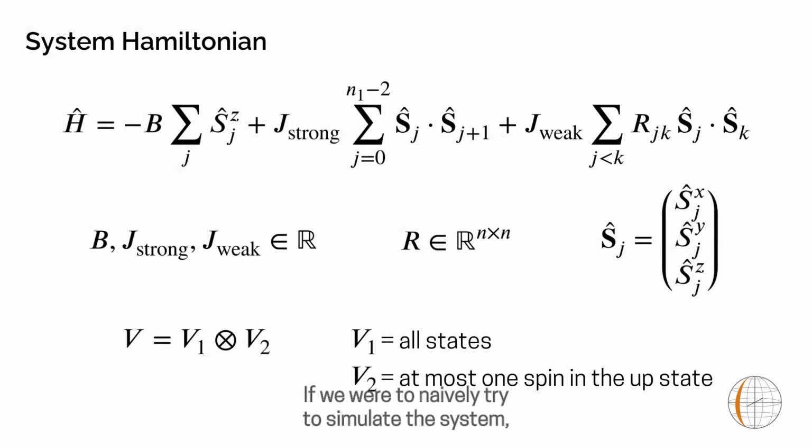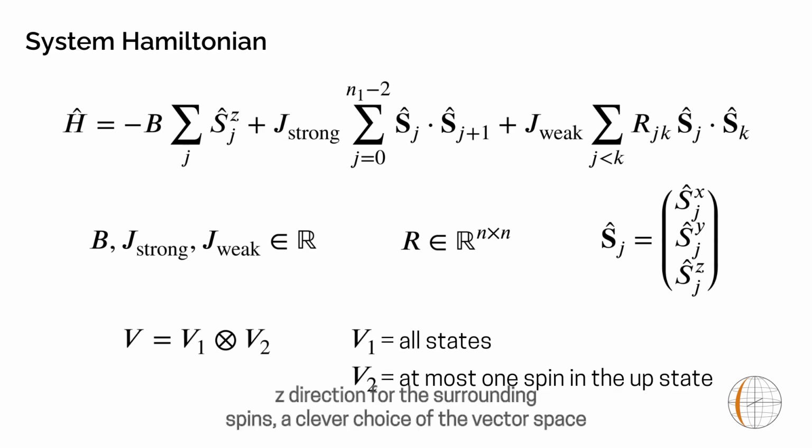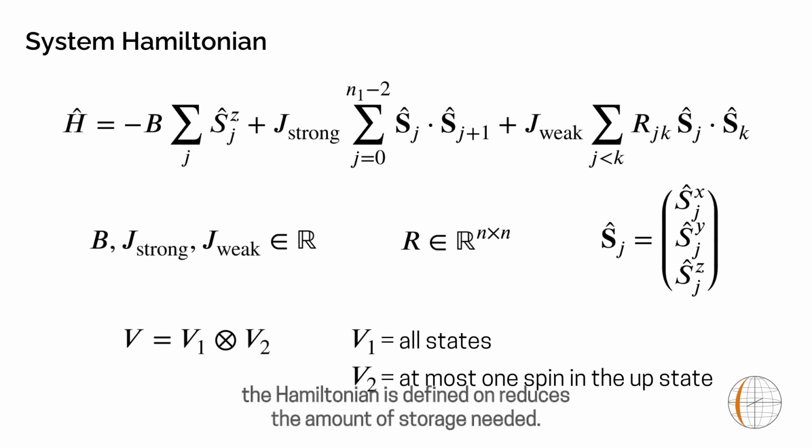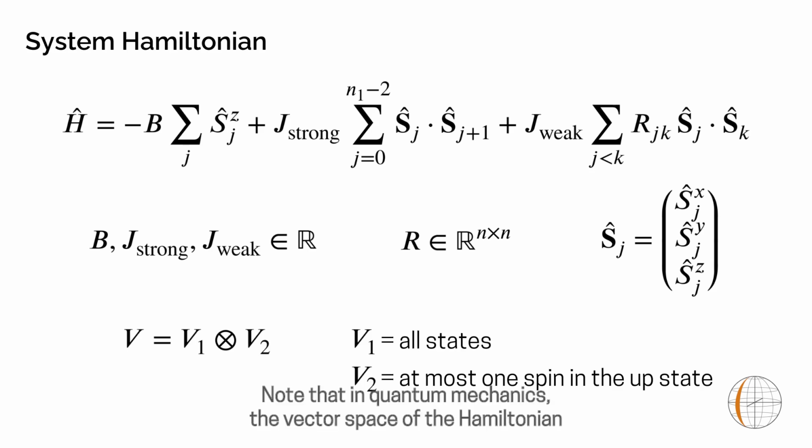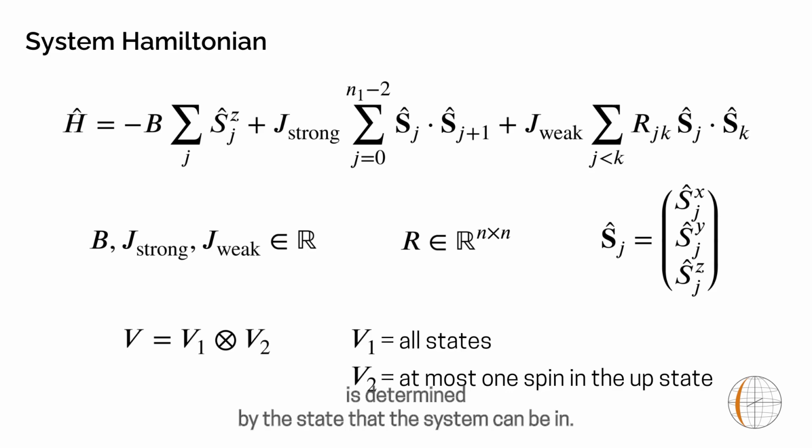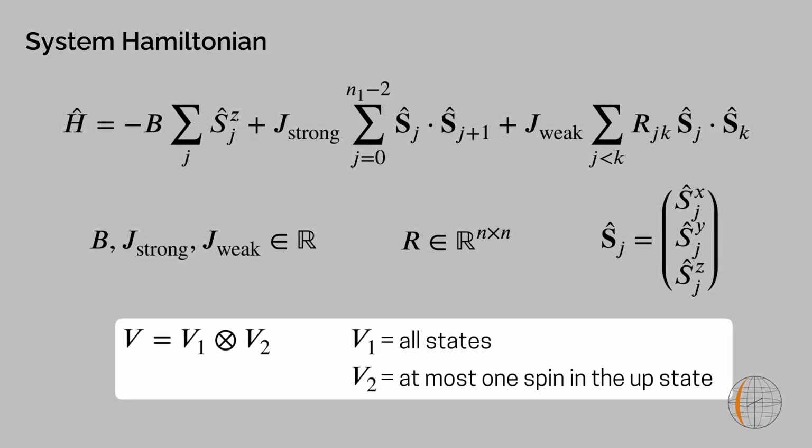If we were to naively try to simulate the system, we would quickly run out of memory. However, since we only expect a slight excitation in positive z direction for the surrounding spins, a clever choice of the vector space the Hamiltonian is defined on reduces the amount of storage needed. Note that in quantum mechanics, the vector space of the Hamiltonian is determined by the states that the system can be in. We pick 2 spaces.